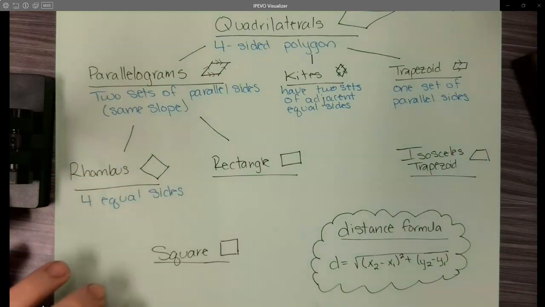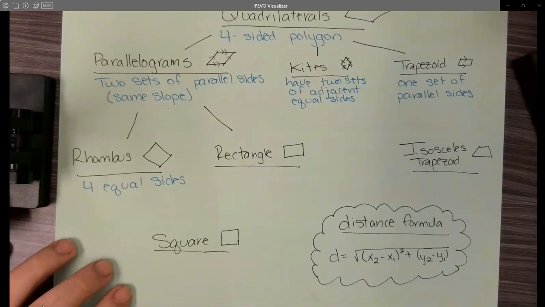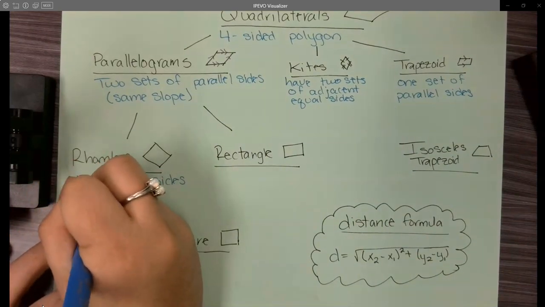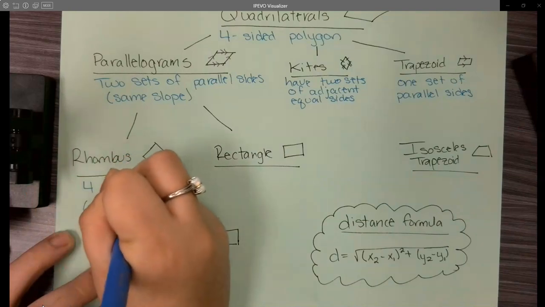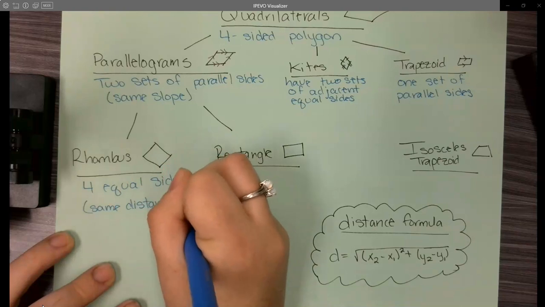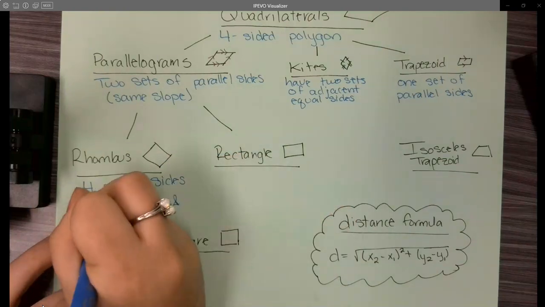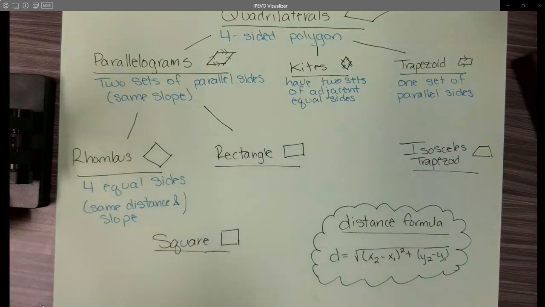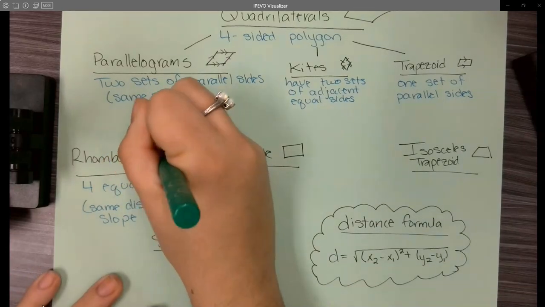So if I'm looking for this one on a coordinate plane, I'm going to want to look for the same distance and the same slope. So this one, all four sides are going to be congruent.